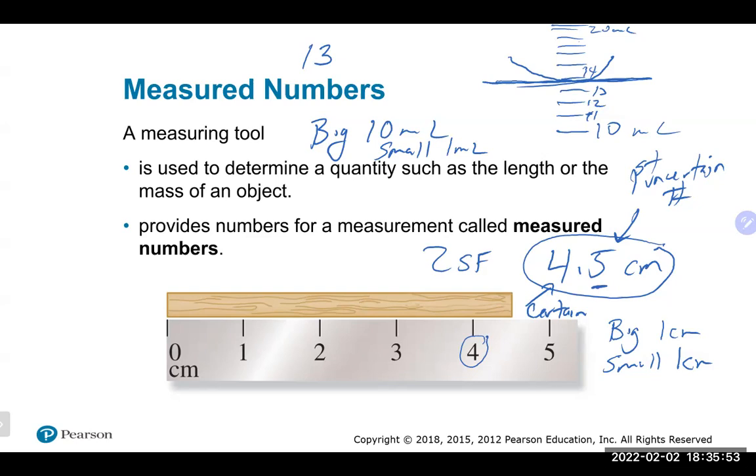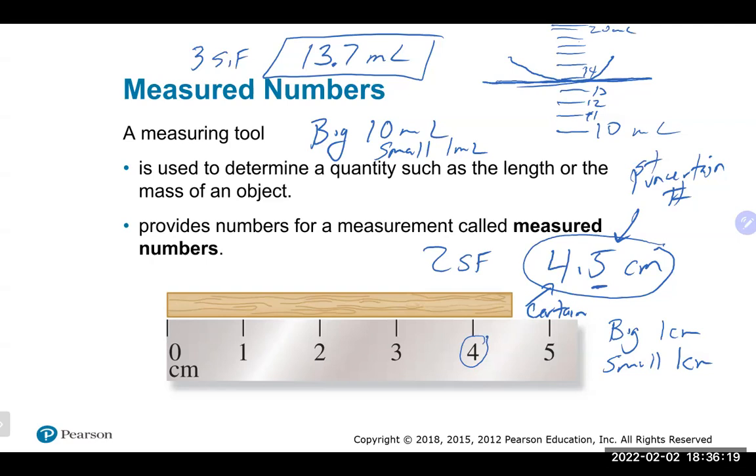So we do need to take an estimated digit. And in this case, again, maybe you want to go with 7 milliliters. The 1 and the 3 are the certain digits. The 7 here is our estimated or uncertain digit. This would have how many significant figures? It would have 3 significant figures.